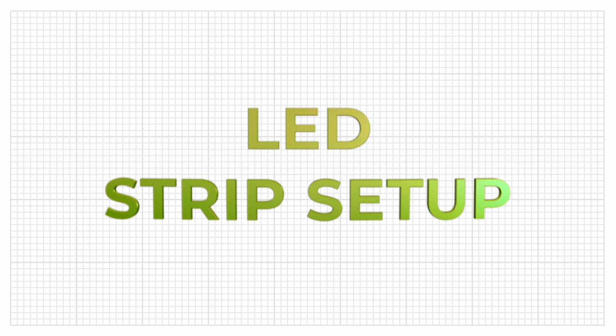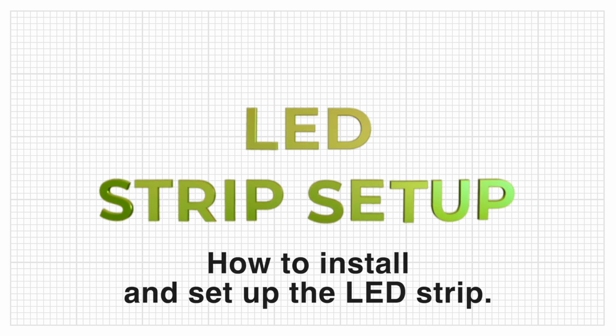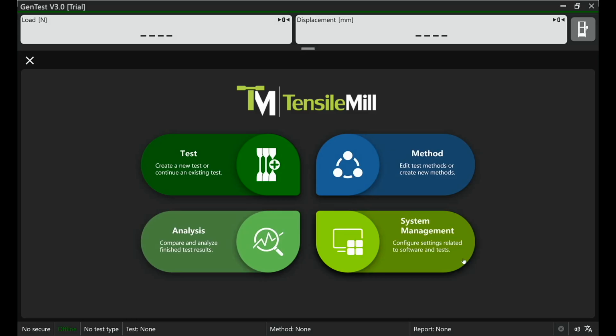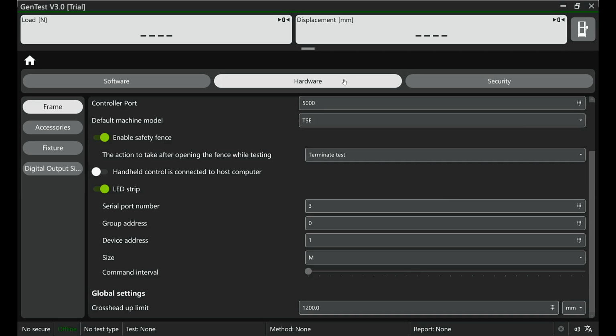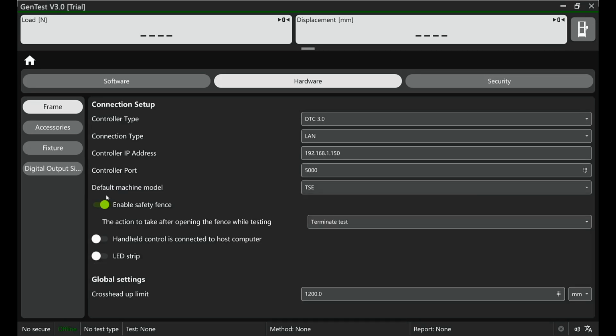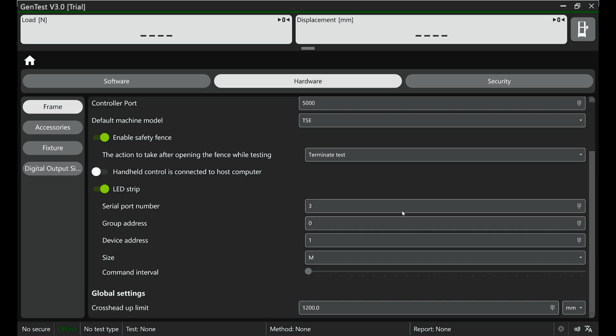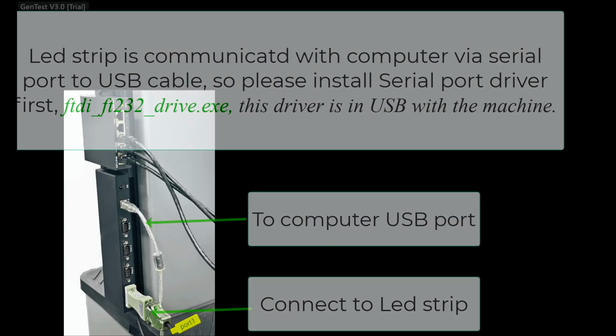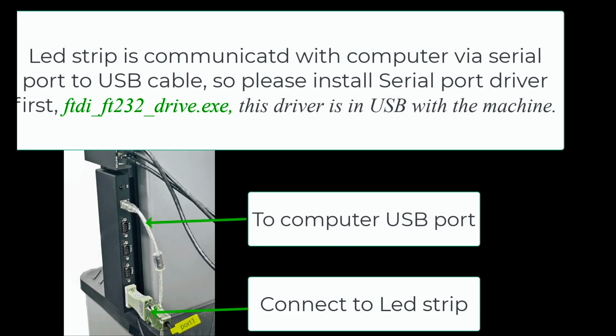LED strip setup. How to install and set up the LED strip. The LED strip connects to the PC via a serial to USB cable. First, install the USB driver, included with main unit.